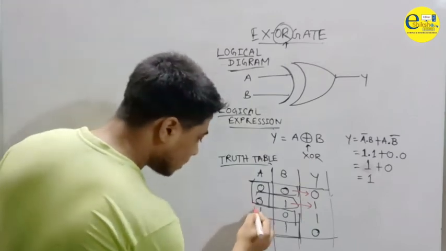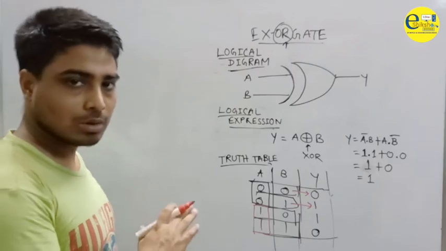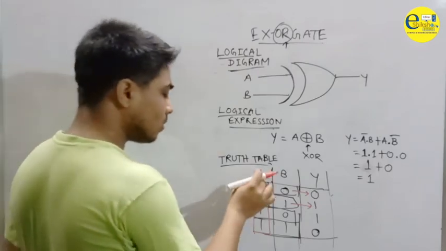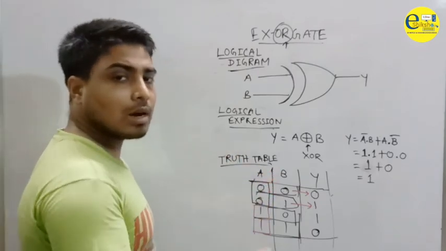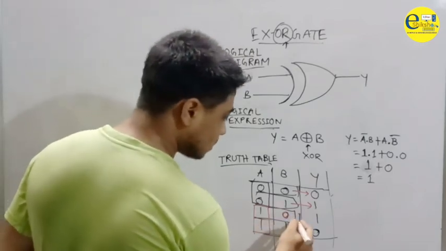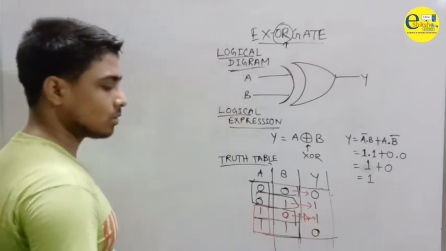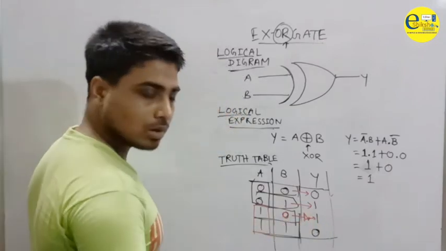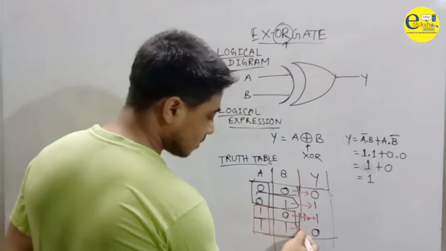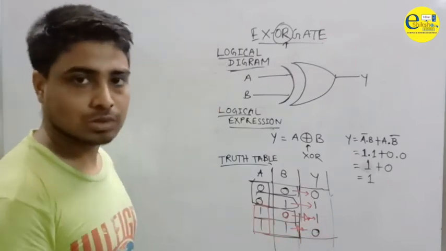If any one input, either A or B, is 1, the output will be the complement of the other input. So here, as it is 0, we will get the complement of this input. See, 0's complement is 1 and 1's complement is 0. So this is another exclusive nature.